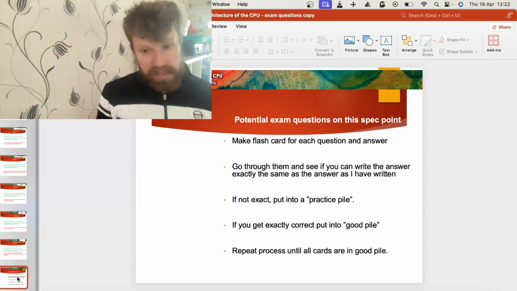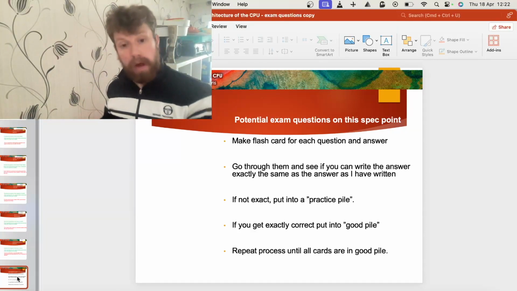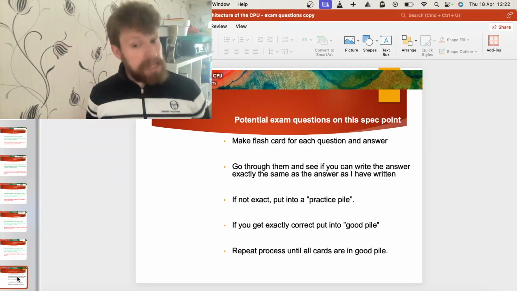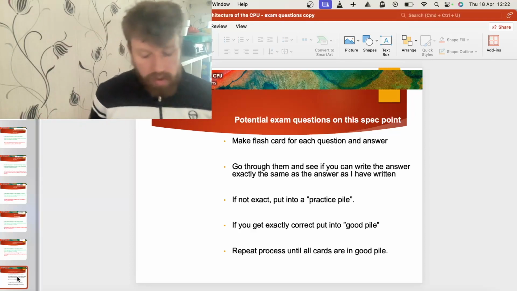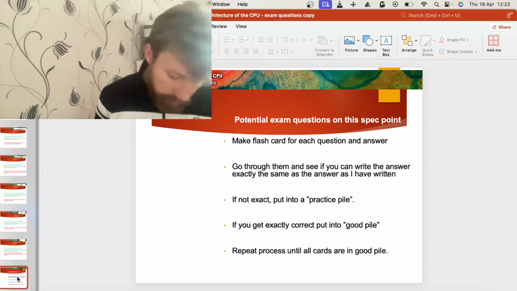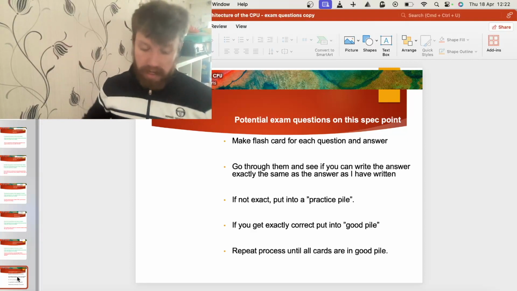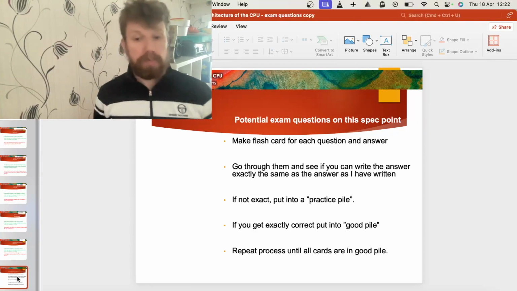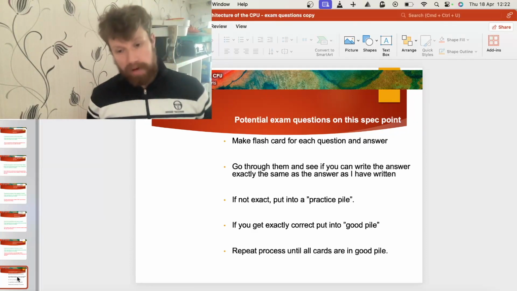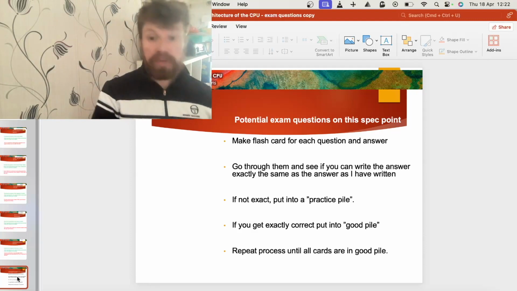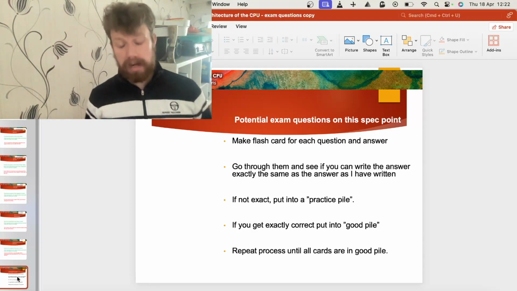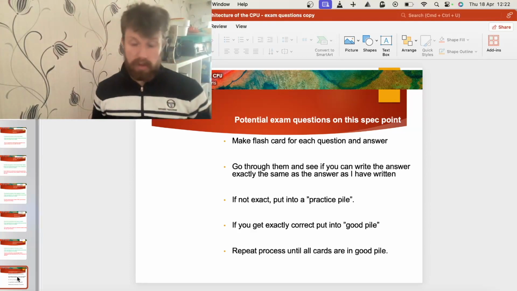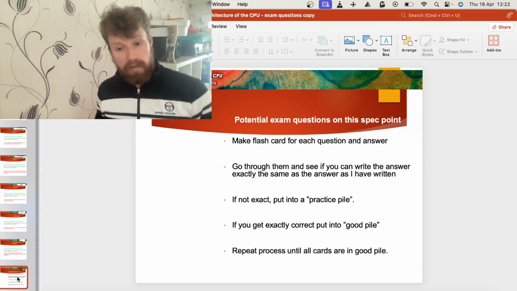If it's exactly the same, you put that into a good pile: I got that, I'm feeling confident with that. If you got it even a little bit wrong or completely wrong, you put that into a practice pile. Once you've gone through the whole deck, you'll have two piles, a good pile and a practice pile. You might have all practice or all good, but let's say you've got two piles. In the practice pile, you need to practice them, because that tells you to go over those in slightly more detail, and eventually we're going to move all of them into the good pile. This is the most effective way of revision, in my opinion.